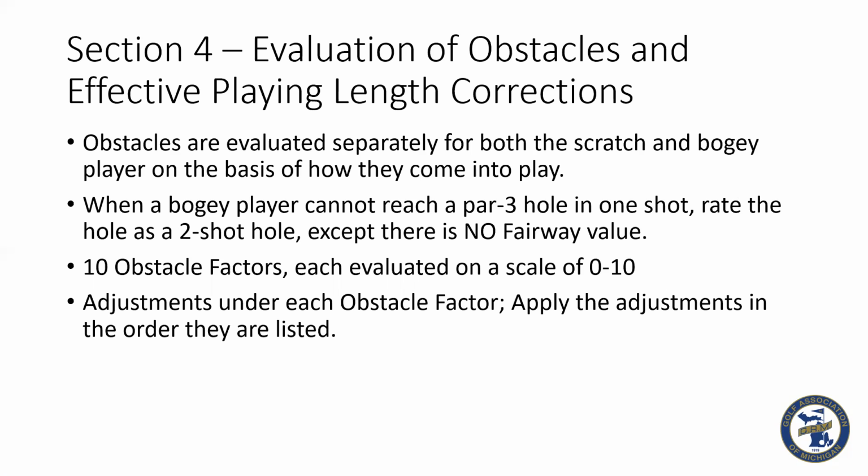We have 10 obstacle factors that we look at, and each of them is evaluated on a scale of 0 to 10. Within each of the obstacles, we have adjustments that can go up or down. An important fact is that we apply the adjustments in the order that they're listed. If you're familiar with the book, you see the adjustment page, and we start from that first adjustment and work our way down, not jump to the last one. We do apply them in the order that they're listed. That's important.